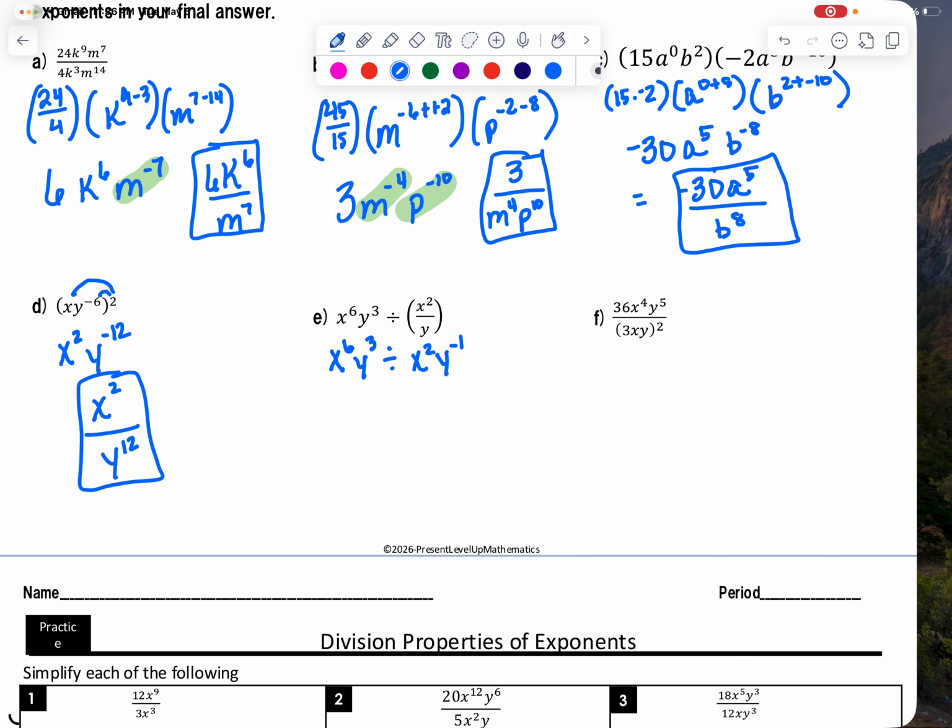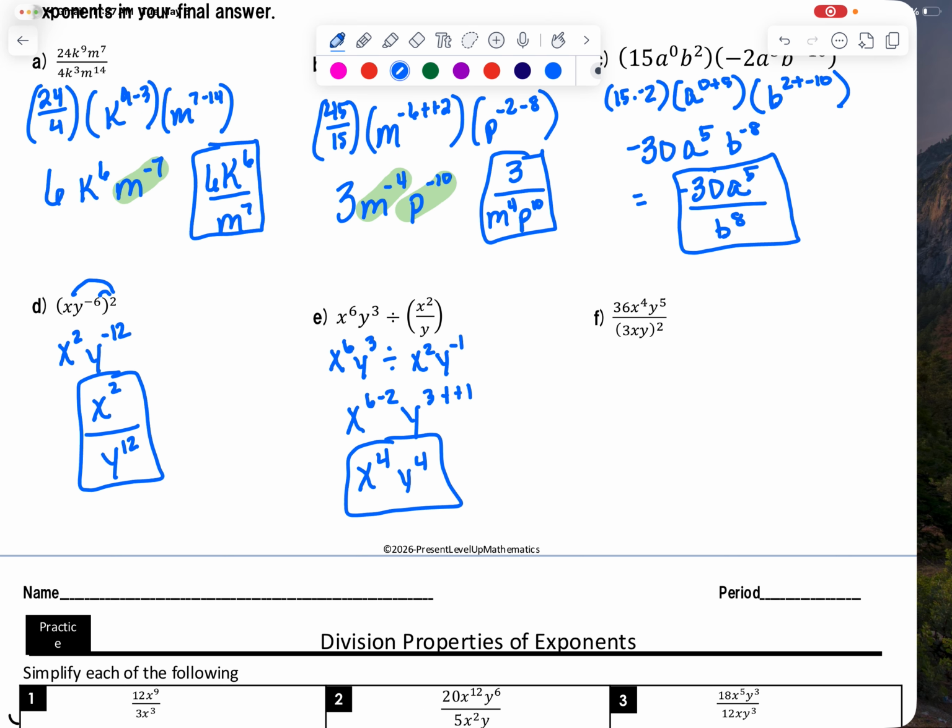Now, remember our rule for dividing with powers. You simply subtract the exponents. So this would be x to the 6 minus 2, y to the 3 minus -1. So that would be x to the 4, and 3 minus -1 would also be 4. So our final answer is x to the 4, y to the 4.